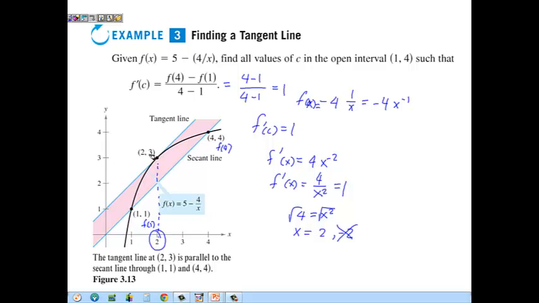And how do we get the 3? We get the 3 by putting this back to where we can find y. So this has to go back in here. Okay, so 4 divided by 2 is 2. 5 minus 2 is 3. That's how you get this point right there. Okay. All right. That's Rolle's theorem and the mean value theorem.